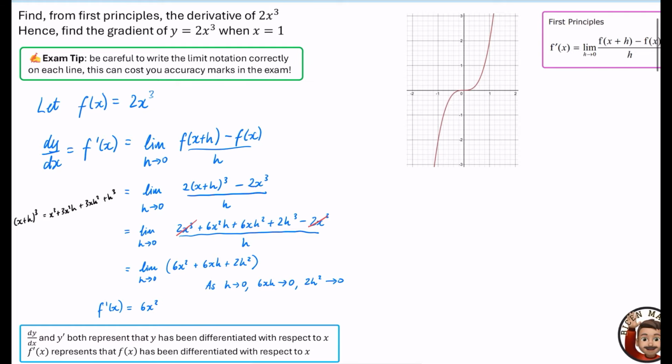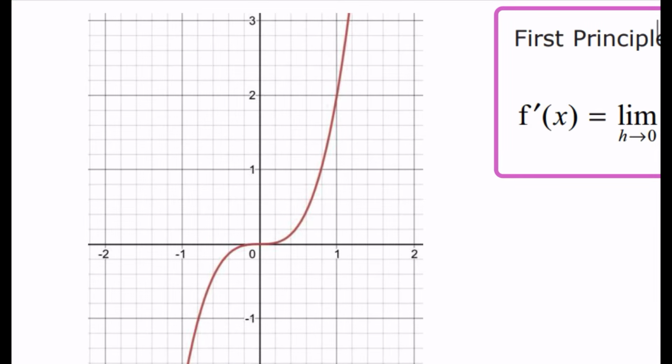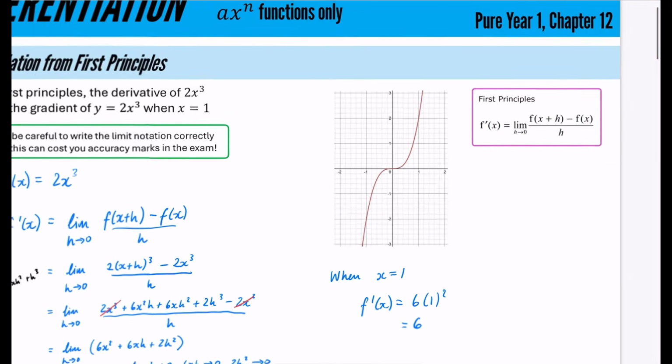And then it says, hence find the gradient of y equals 2x cubed when x equals 1. So for the next part, I'm going to say when x equals 1, we can say that f dash x is going to be equal to 6 multiplied by 1 squared, which is equal to 6 times 1, which is 6. Now, if you have a look at this on the graph that we've got here, the gradient at this particular point, we're talking about almost like a tangent that would be drawn at this point. Not that I've drawn it very well at all. The gradient of this tangent should be 6, but I'm going to get rid of that because I drew it so badly.